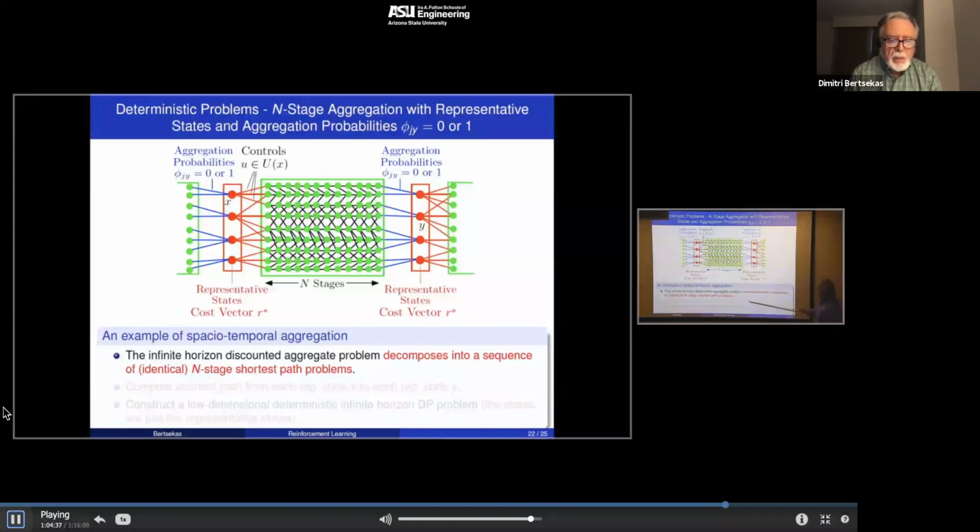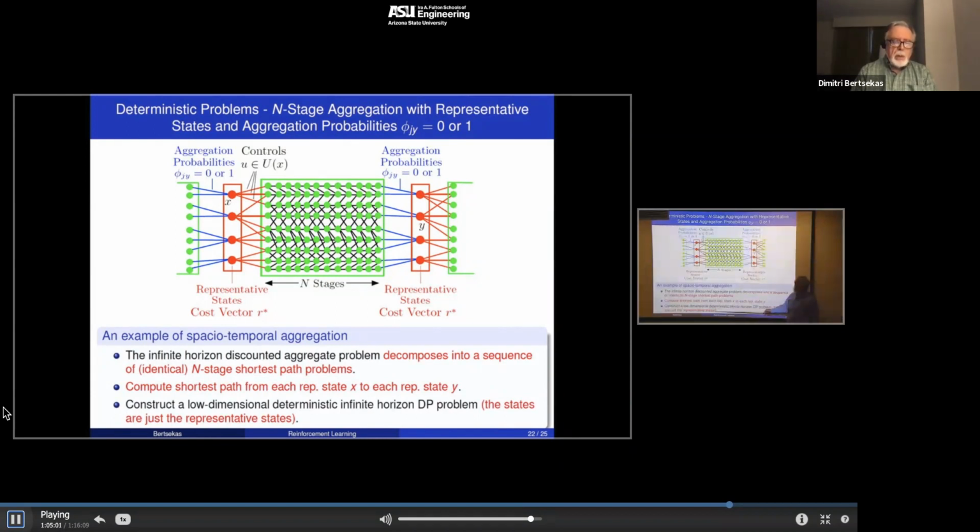So we compute the shortest path from each representative state x to each representative state y, and we construct a grid of one-stage transitions with corresponding costs. And then we have a low-dimensional deterministic infinite horizon dynamic programming problem where the states are just the representative states. I'm going to give this in the next figure.